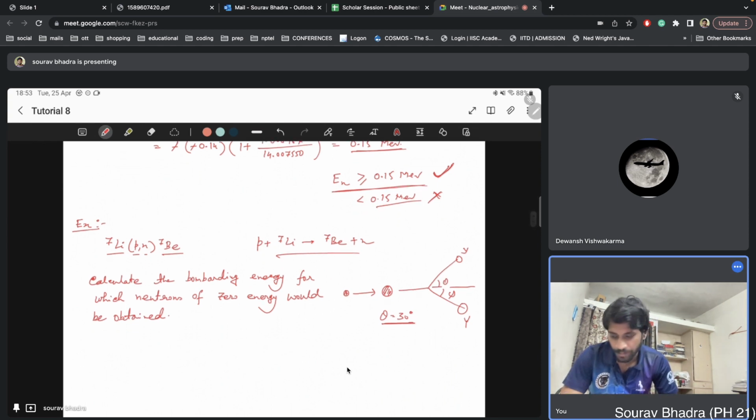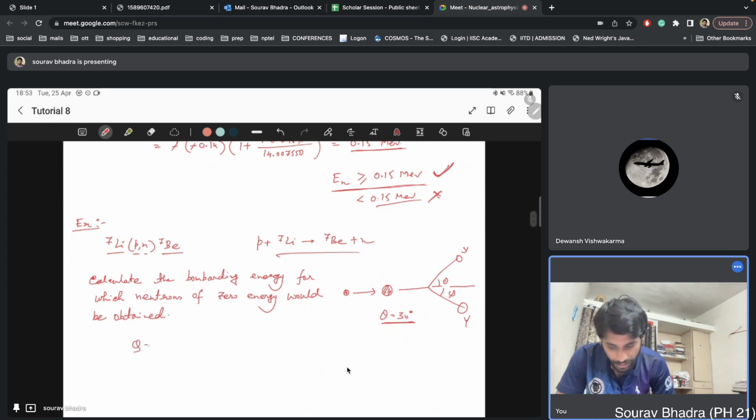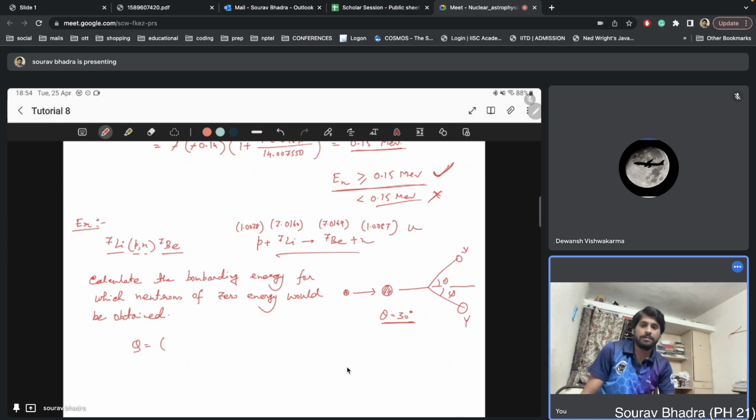That is our question. Let us now calculate the Q value at first. Masses are given. So 7Li has a mass of 7.0160 in u unit. P, proton, has a mass of 1.0078. Then 7 beryllium has a mass of 7.0169, and neutron has a mass of 1.0087. All are in u unit. These are given in the question.